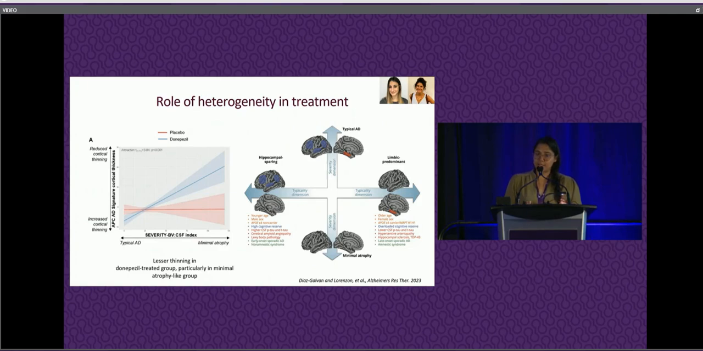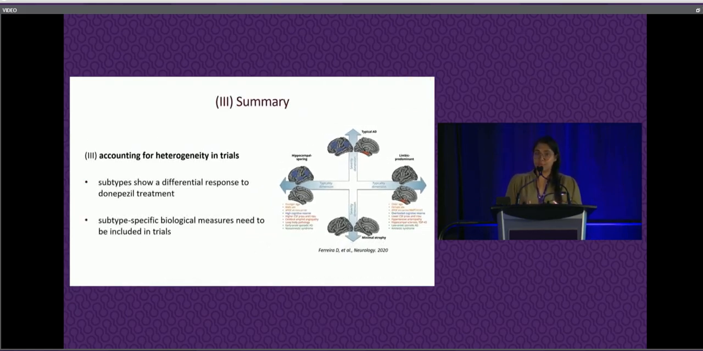Similarly, along the severity dimension, we observed that individuals in the donepezil group who show minimal atrophy in particular show lesser thinning in the AD signature area. Altogether, suggesting that we could potentially use the imaging-based measures of heterogeneity, such as typicality and severity, to also track treatment response, and that subtypes can actually reflect differential response to treatment. And this is only a proof of concept for a symptomatic treatment, but it would be interesting to see how it generalizes to the upcoming treatments in the future.